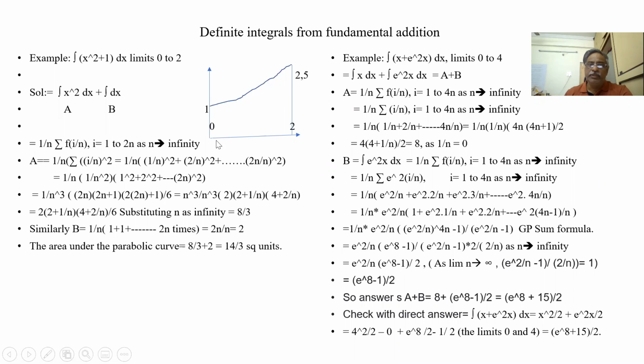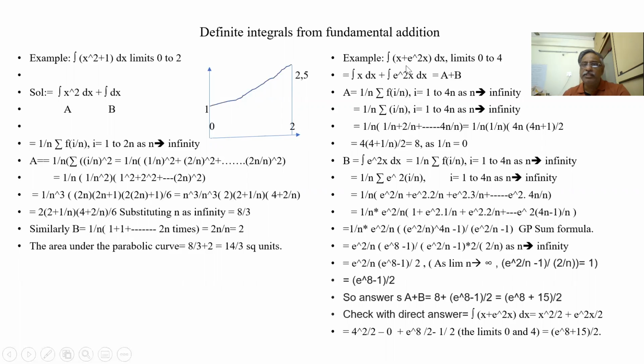So we know each unit interval is divided into n parts. 1 to 2 is divided into n parts, 2 to 3, here up to 2 only. So these are 2n terms. Like that, here integral x is 0 to 4, so this is divided into 4n parts. I is 1 to 4n, sigma. So sigma f of I by n into 1 by n, I is 1 to 4n.